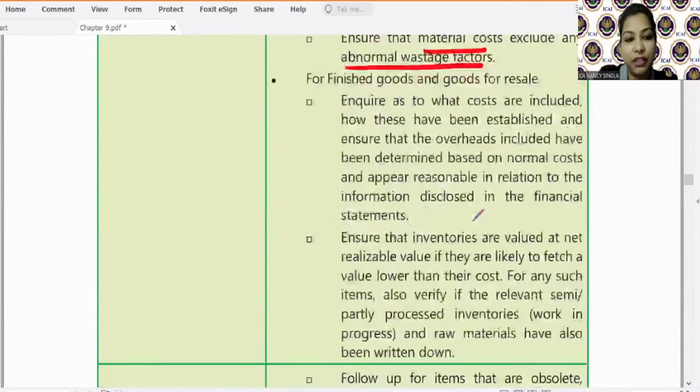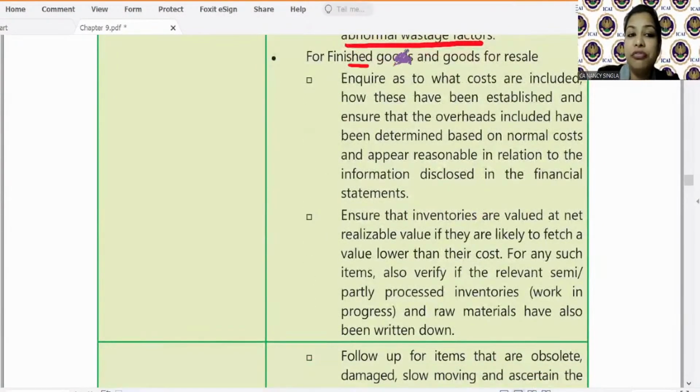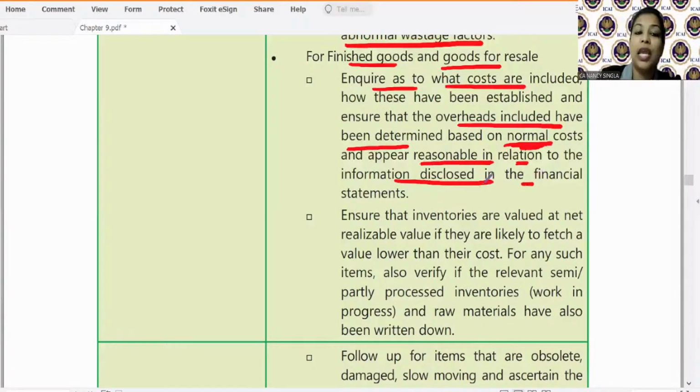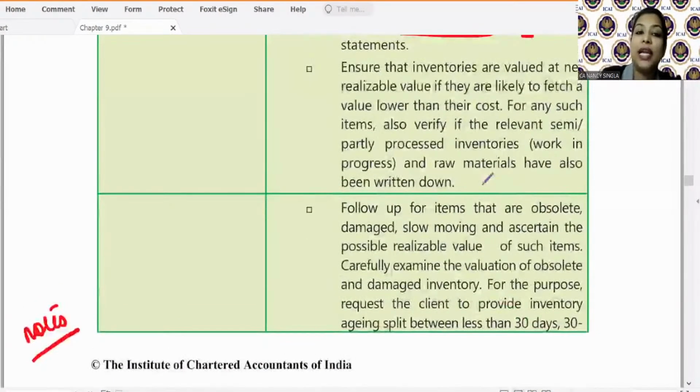Material cost shall include what? Abnormal wastage factors, right? For finished goods or goods for resale, inquire again as to how costs are included, what costs are included. Ensure that overheads included have been determined based on normal and reasonable in relation to the information disclosed. Ensure inventories are valued at net realizable value if they are likely to fetch value lower than their cost. Correct? Is it clear? Right?